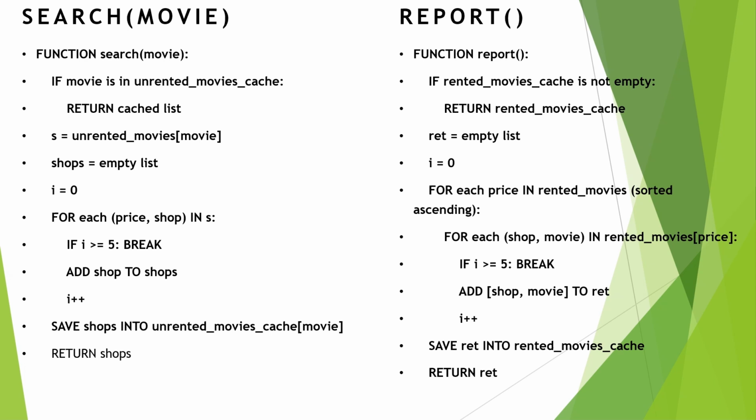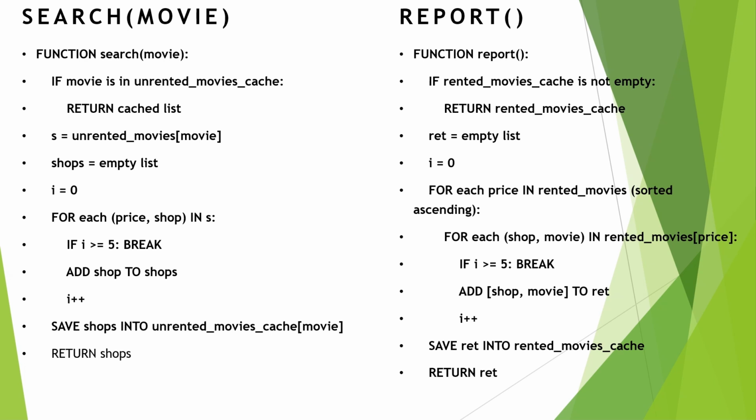So how will we calculate the 5 cheapest rented movies? We will basically use our rented movie list. The rented movie list is already sorted based on price and then shop, then movie. So it is an ordered map from price to a set of shop and movie. So I'll fetch the first 5 values, and that's it, and I'll return it. But like in the search function, here also before returning the final result, we'll save it into the cache.